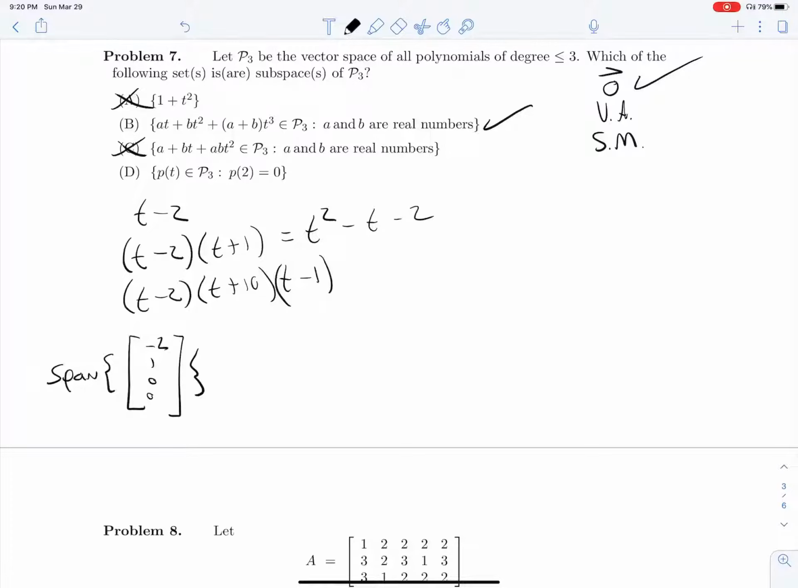I'm actually really unhappy with how this question went as a whole, but I don't know. Maybe that was okay. So both B and D work. D because we can express any polynomial that passes through 0 as a span, and therefore it is a subspace, and B because it passes all of our tests, whereas A fails the 0 vector test and C fails vector addition.